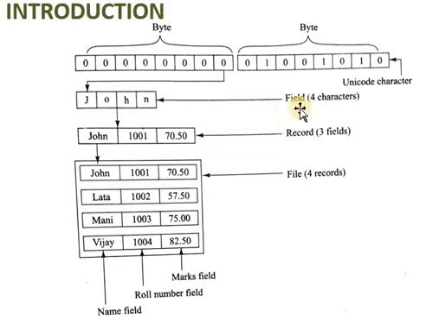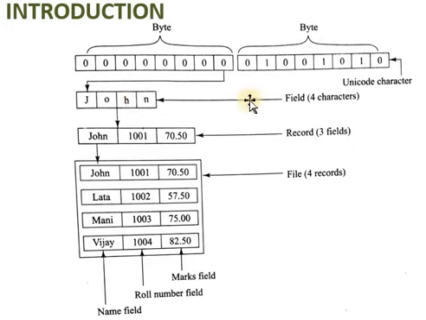John is a field here. In this field, there are 4 different characters, right? So individual character is this. This is the first character, this is the second character, this is the third character, and there is a fourth character. So there are 4 different characters. So a group of characters is known as a field.